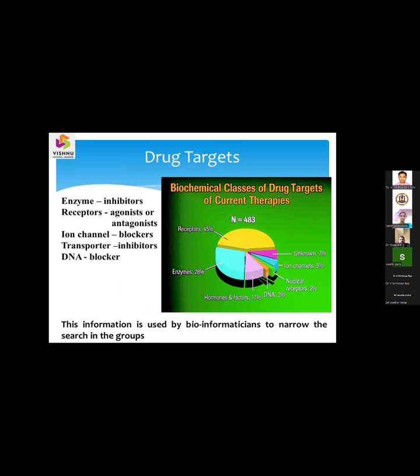So here, when you are targeting a particular enzyme, we have to identify its inhibitor. When you are targeting a receptor, we have to design a synthetic agonist or antagonist. When you are targeting an ion channel, we have to introduce blockers. When you are targeting transporters, inhibitors; DNA, we have to synthesize a blocker. So this information is used by the bioinformaticians to narrow the search in the group. By using all this data, the bioinformaticians are just narrowing the search. They're not going for a broad search. They're just doing a narrow search with the help of all this data.